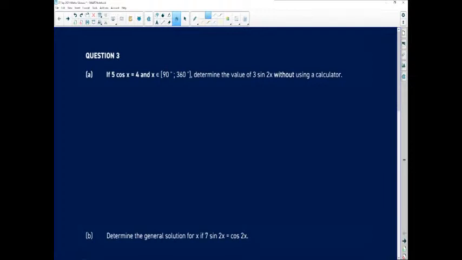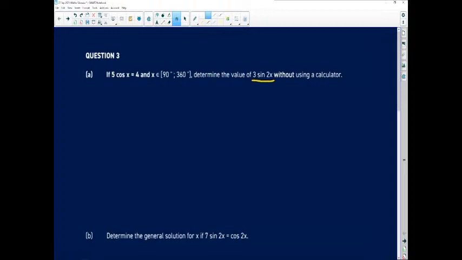It says, if 5 cos x equals 4, and x is an angle between 90 degrees and 360 degrees, determine the value of 3 sine 2x without using a calculator. A pretty awesome question. We are asked to find the value of 3 sine 2x without using a calculator. Don't confuse these things. We are interested in finding the value of that.